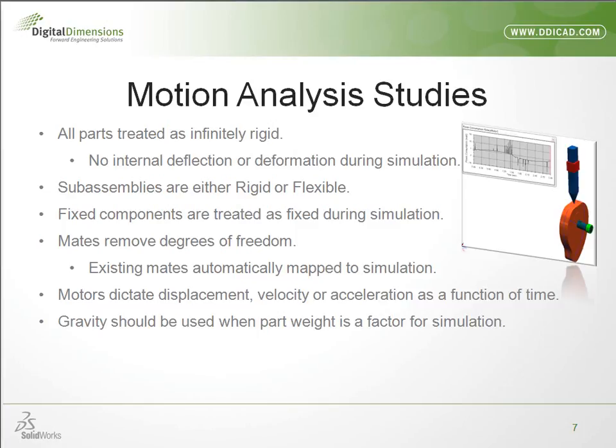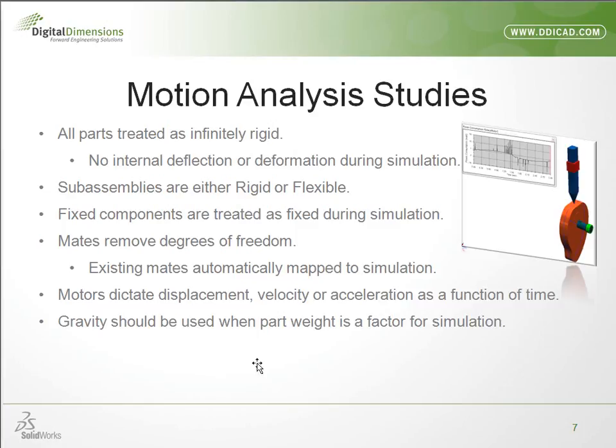Motors dictate displacement, velocity, or acceleration as a function of time within a motion study, and then, as always, gravity should be used when part weight is a factor for a simulation. If it's something that doesn't necessarily require that information, then you may not want to turn gravity on. But I think that if you wanted the most realistic results for a given assembly's motion analysis, you should incorporate gravity just as a matter of course.